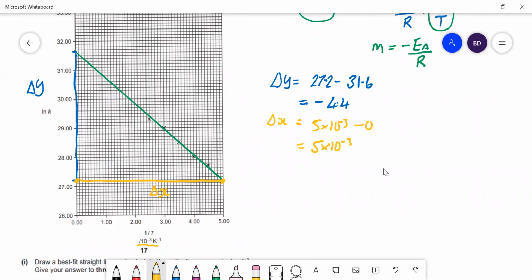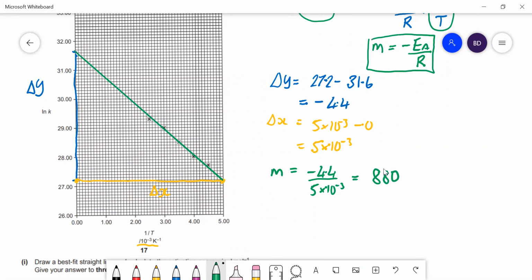Let's work out our gradient, M. M is equal to the change in Y, minus 4.4, over the change in X, 5 times 10 to the minus 3. That is equal to 880. Okay, now we need to work out EA. Well, we know that M is equal to minus EA over R. So EA is equal to minus M multiplied by R, the universal gas constant. R is equal to 8.31. This is important, joules per mole per Kelvin. So our answer for activation energy is going to be in joules, not kilojoules.